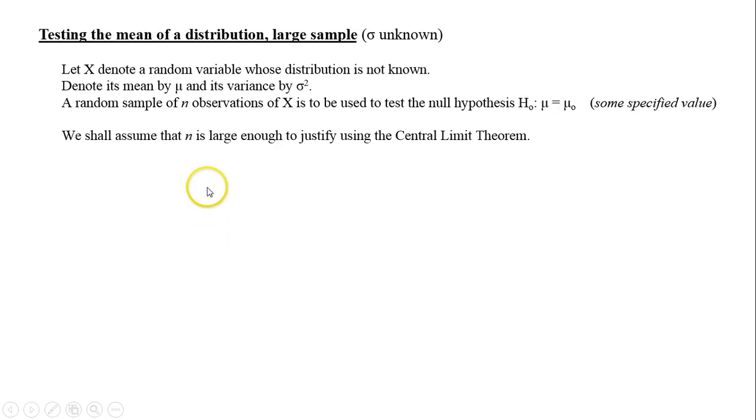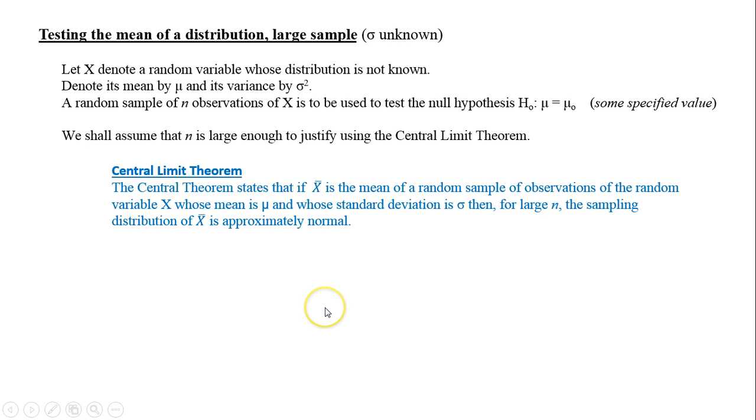Now we're going to test the mean of a distribution of a large sample with sigma unknown. So let X denote a random variable whose distribution is not known. Denote its mean by mu and its variance by sigma squared, which we don't know. The random sample of n observations is to be used to test the null hypothesis that mu is equal to mu naught for some specified value. We shall assume that n is large enough to justify using the central limit theorem.